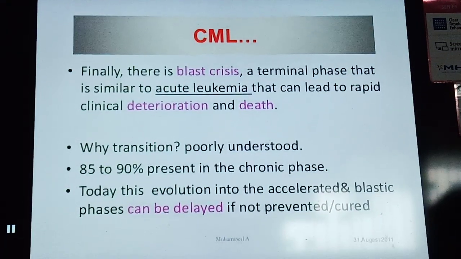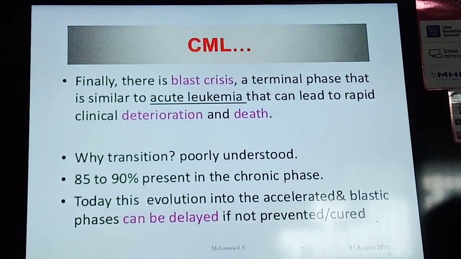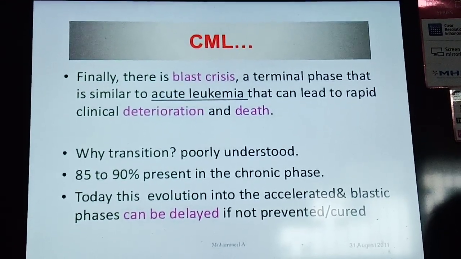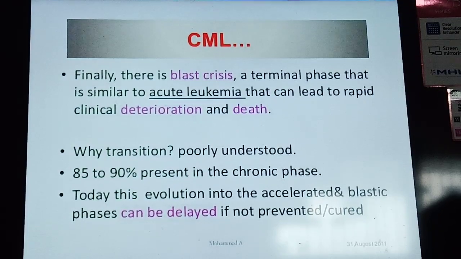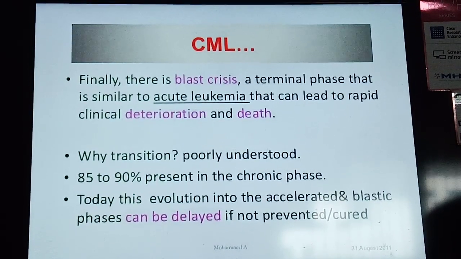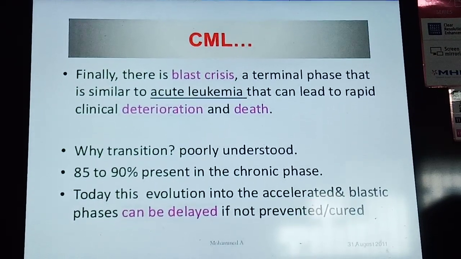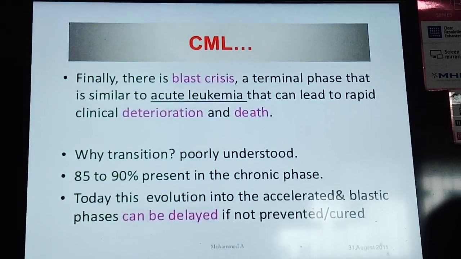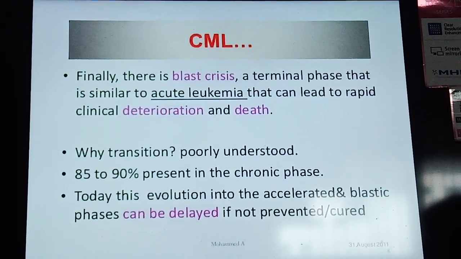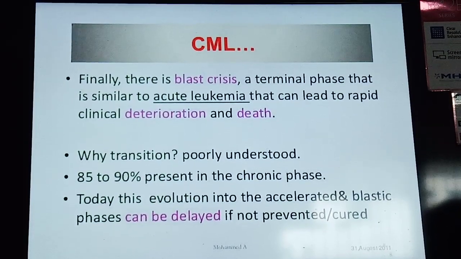Now finally there is a blast crisis. It is a terminal phase that is similar to acute leukemia, that can lead to rapid clinical deterioration and death of the patient. By transition, and it is poorly understood, 85 to 90% of cases present in the chronic phase of the CML. Today, this evolution into the accelerated and blastic phase can be delayed, if not prevented or cured.